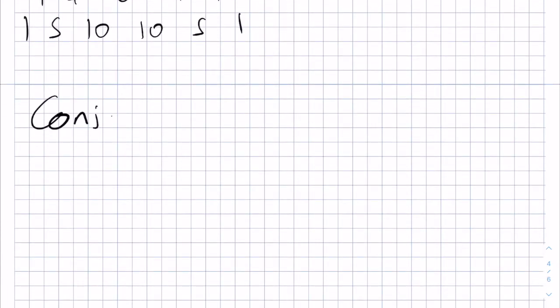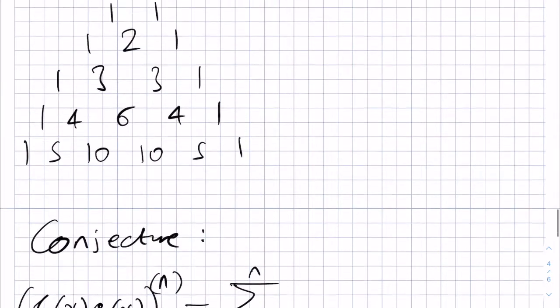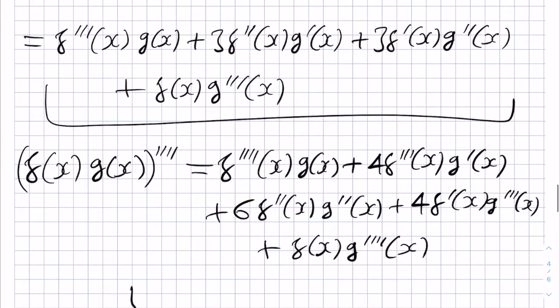We will have the following conjecture for the Leibniz rule. If we take f of x times g of x, and we differentiate n times in general, and we write this by writing an n in brackets up here to mean differentiate n times, we conjecture that this is the sum of quite a lot of terms in general. This is because up here, for example, we have 5 terms in here, we have 4 in the previous and 3 in the one before that.